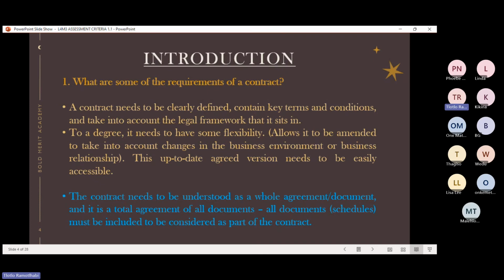Why? Because those are separate documents, each talking about something different. One would have the key performance indicators that talk about how we are going to measure the supplier and the buyer's performance. Another would have the supplier staff. It will be a document containing the names and the credentials of people who are working in the supplying organization. So this is just the introduction of the module to say our contract needs to be clearly defined.